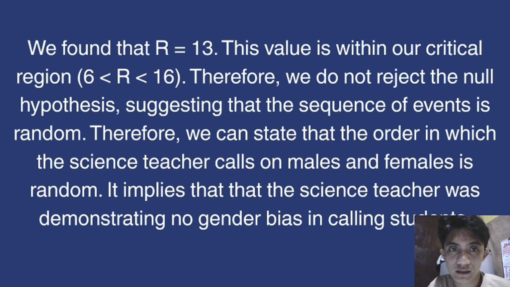So we found that R is equal to 13, and this value is within our critical region, since our critical region is 6 to 16, and 13 is within that critical region. Therefore, we do not reject the null hypothesis, suggesting that the sequence of events is random. Therefore, we can state that the order in which the science teacher calls on males and females is random. It implies that the teacher was demonstrating no gender bias in calling students.